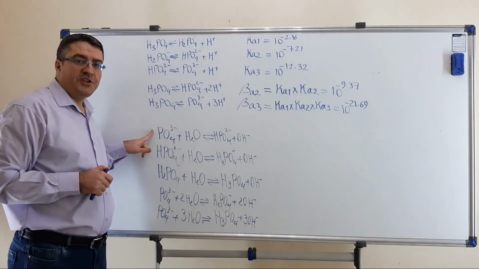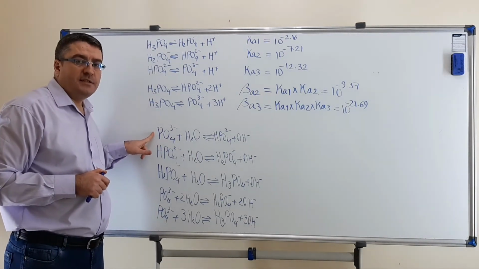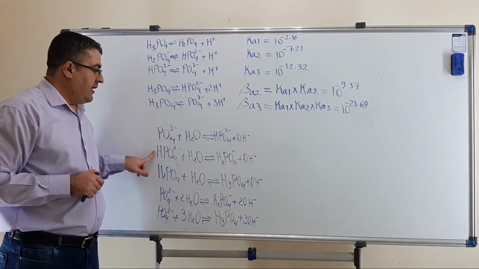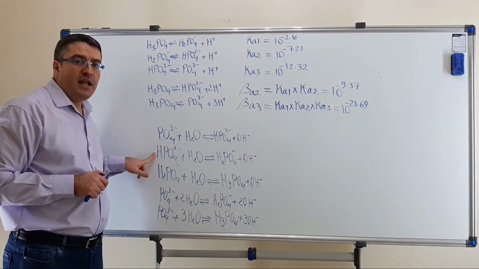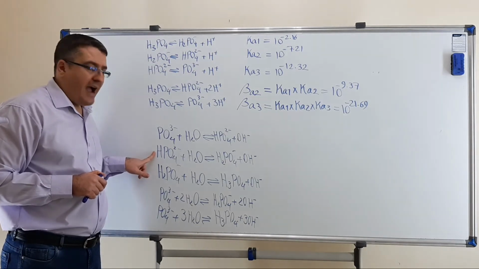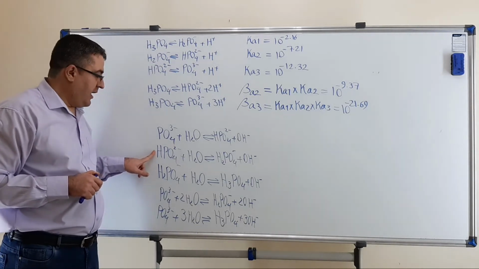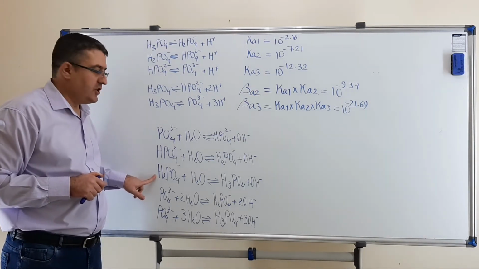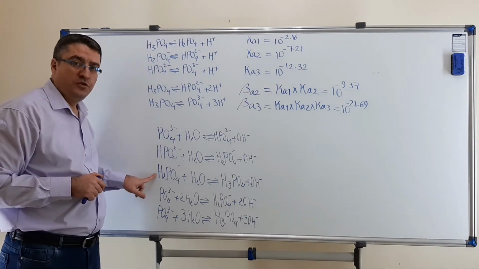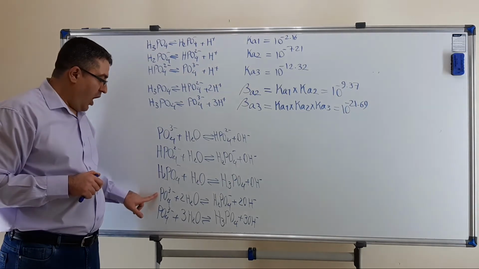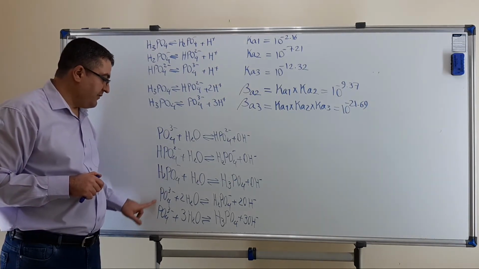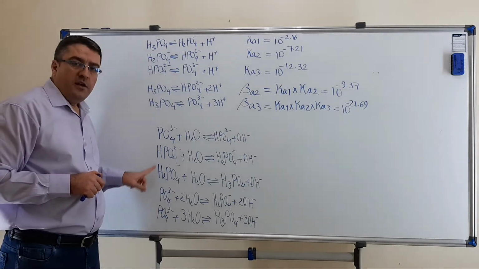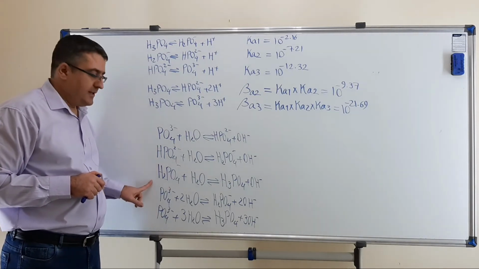Here, the first reaction is the first base dissociation reaction of the phosphate anion. The second one is the second base dissociation reaction of the phosphate anion. And the third one is the third base dissociation reaction of the phosphate anion in aqueous solutions. The other two reactions are cumulative reactions, as they are obtained by the sum of the above reactions.